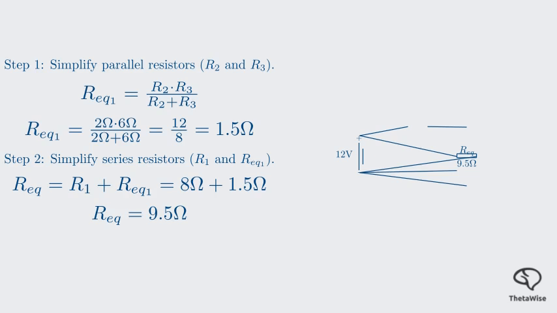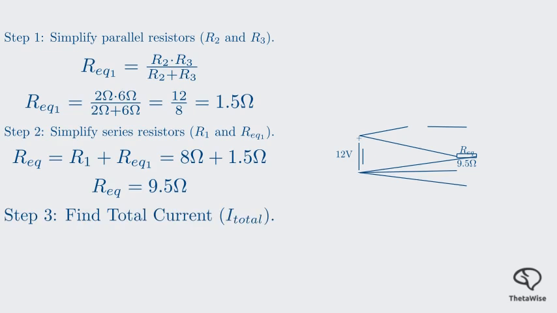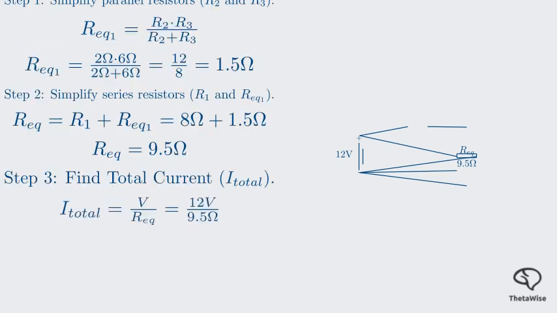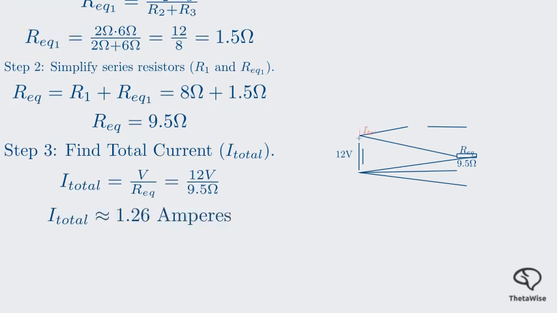Now we can use this total resistance to find the total current flowing from the battery. We'll use Ohm's law for the entire circuit. The total current, I total, equals the battery voltage, V, divided by the total resistance, Req. Plugging in our values, I total equals 12 volts divided by 9.5 ohms. This gives us approximately 1.26 amperes. So, a current of 1.26 amps flows out of the battery and through the 8 ohm resistor, before splitting between the 2 ohm and 6 ohm resistors.